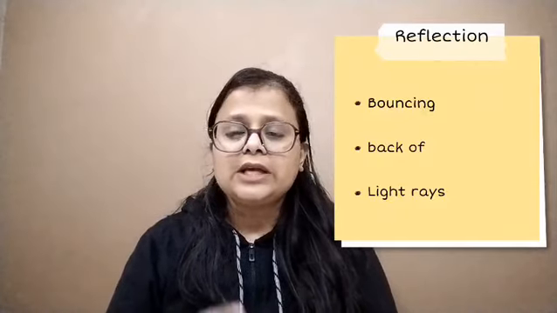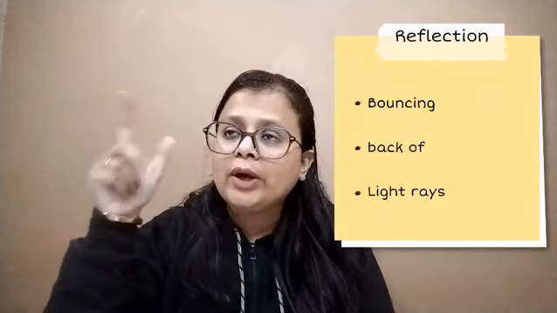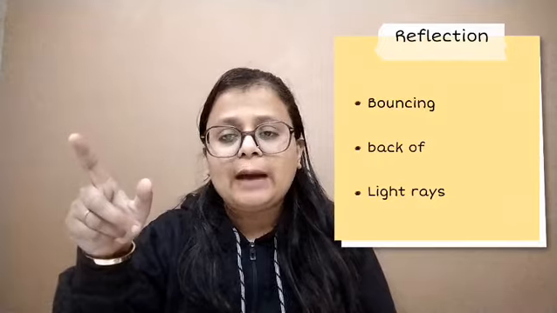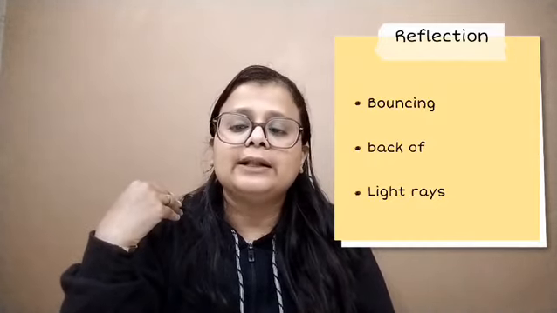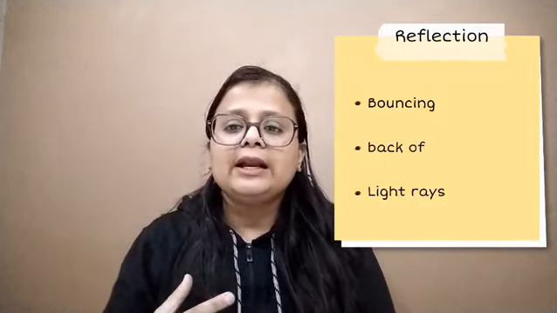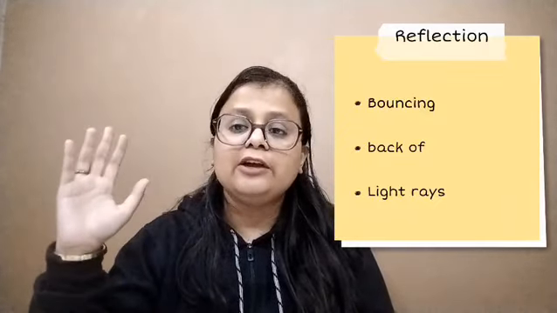First is reflection. Reflection means the bouncing back of light rays. Suppose I am having one ball and I am throwing that ball on a wall. So what will happen? The wall will bounce back the ball to me. So similarly, when the light rays are falling on an object, these light rays will get bounced back from that object, and the light that I receive after bouncing back is known as the reflected light ray, and the phenomenon is known as reflection of light.